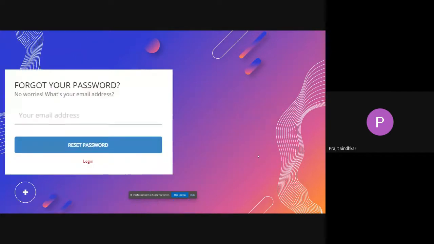Okay, now you are given a functionality like this, a forget password. So what all things can you try here? Can anyone tell me?